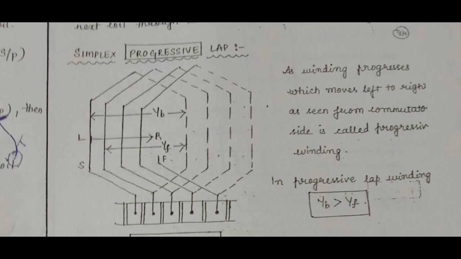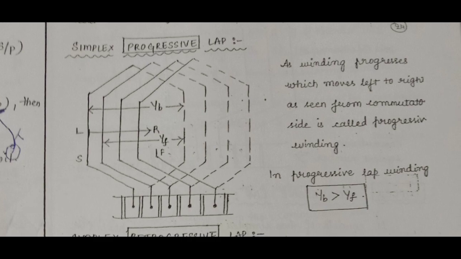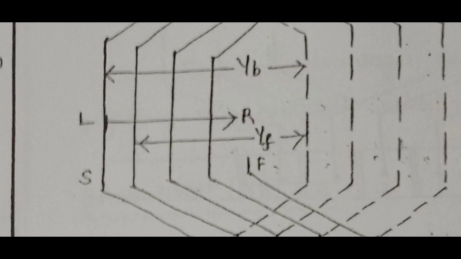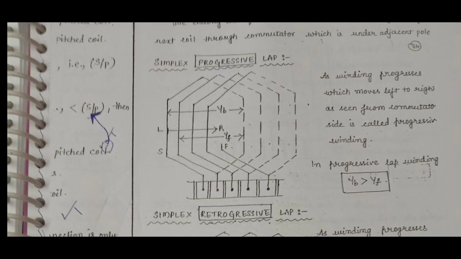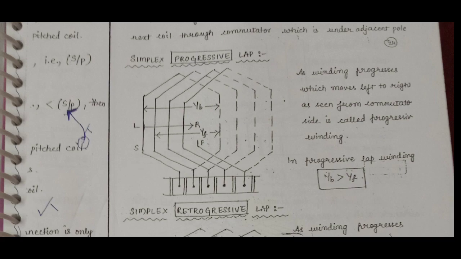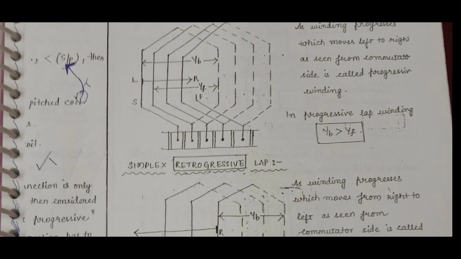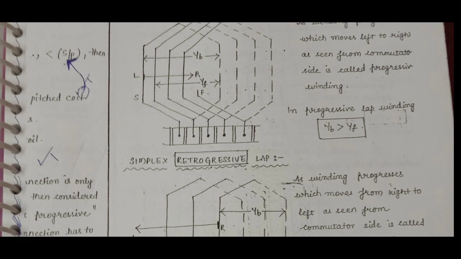As the winding is progressive, it moves from left to right. The winding which moves from left to right as seen from the commutator side is called a progressive winding. We can observe here L is left, R is right. If the winding moves from left to right, it is called progressive winding.